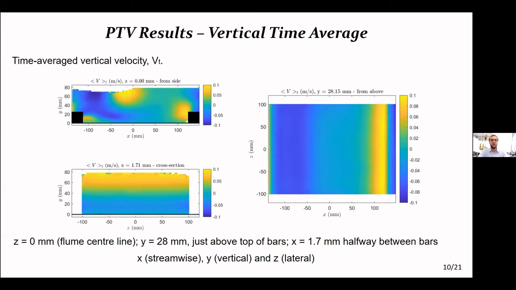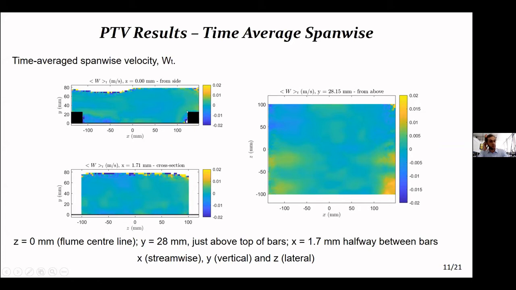For the time average vertical velocity, what is important are the downward motions immediately downstream of the bar and upward motions in the recirculation area. Also important are the vertical motions in correspondence of the hydraulic jump and just upstream of the second bar, while the time average spanwise velocity was approximately 0 everywhere.